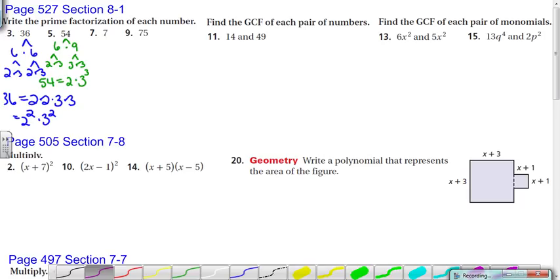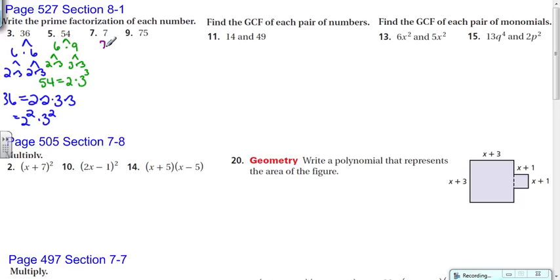Okay, I can't break a 7 up because the only thing I can do is 7 times 1, and 1 is not prime, so you can't write 7 times 1, so you just say it's 7.